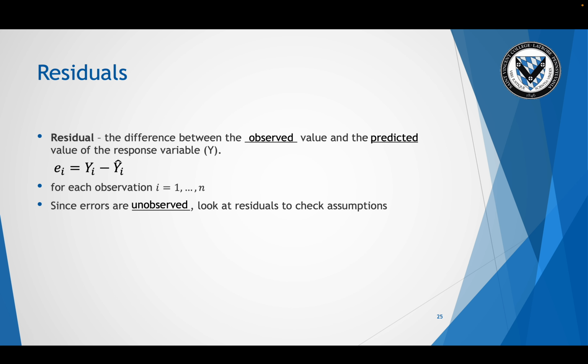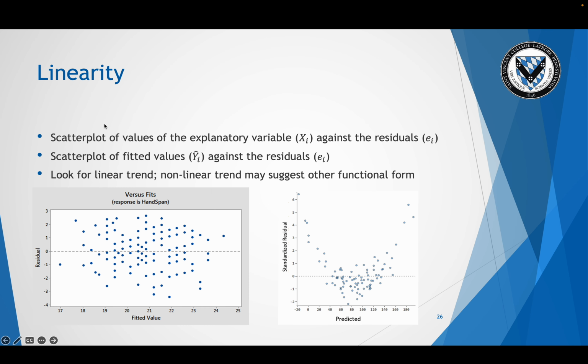Since errors are unobserved, we look at residuals to check assumptions. Typically, we've been checking assumptions like normality for our actual data, but in this case, we're going to look at residuals instead. The first is linearity. Recall it's going to be residual on our y-axis and fitted values on our x-axis. It's just a scatter plot, y hat versus e_i. And we're just looking for a linear trend.